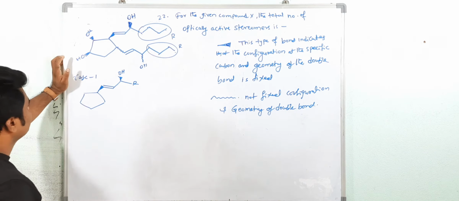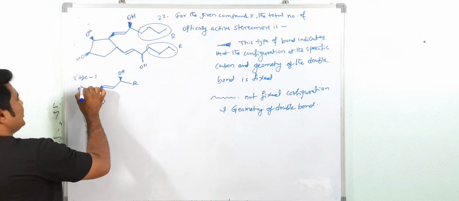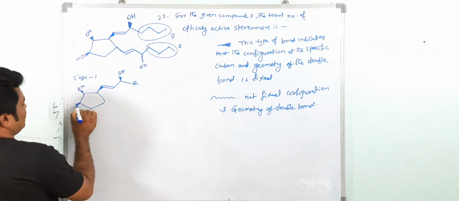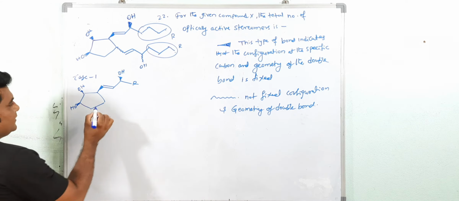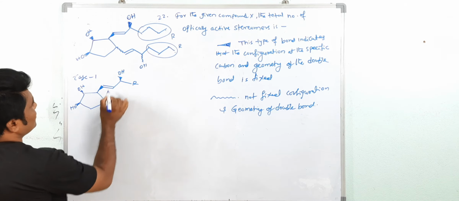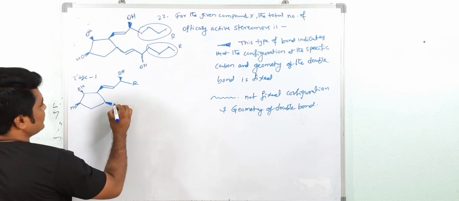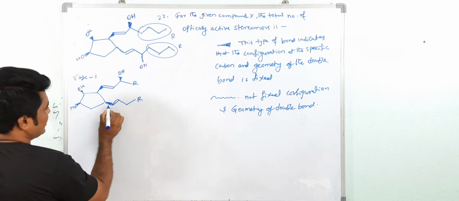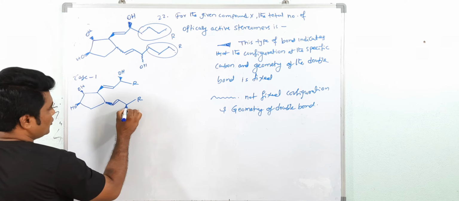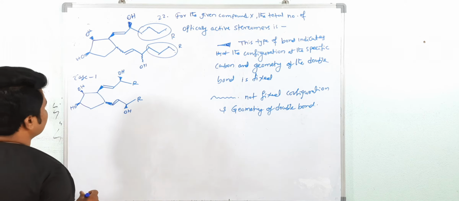Now see here, OH, now OH, okay. See this bond, if I put it above the plane, and this geometry is trans, like see trans. Now this is R. When I put this OH group above the plane, see all are same.